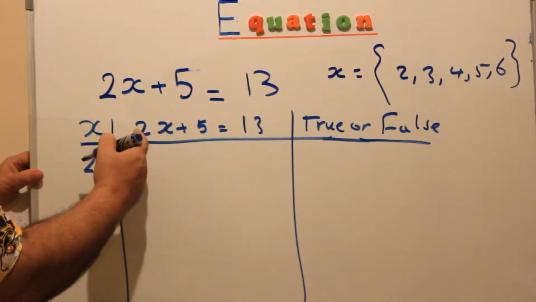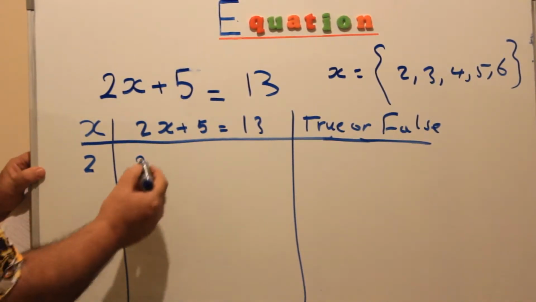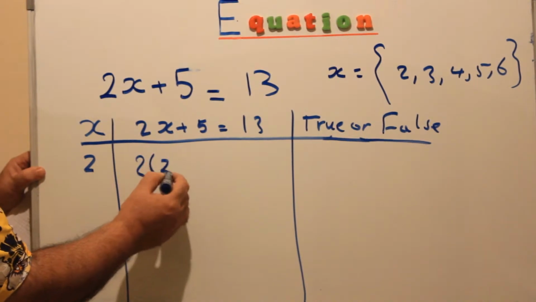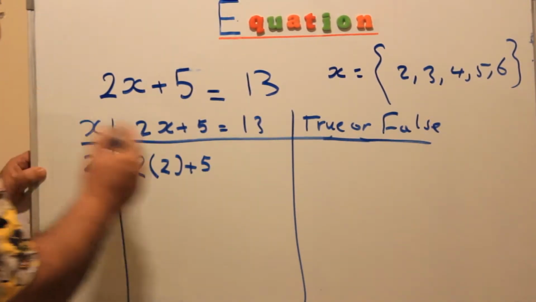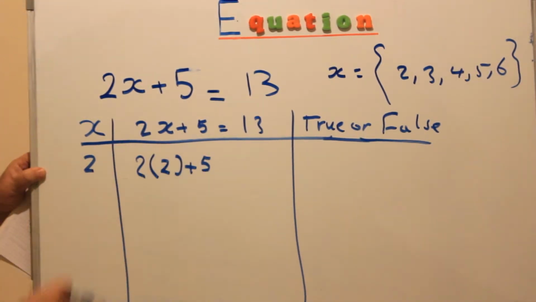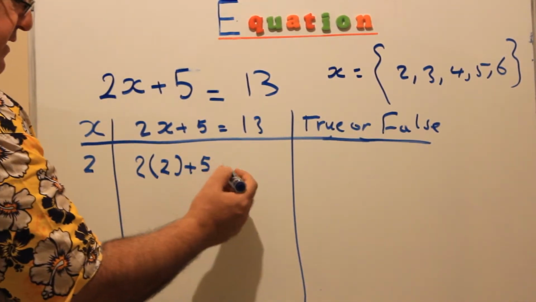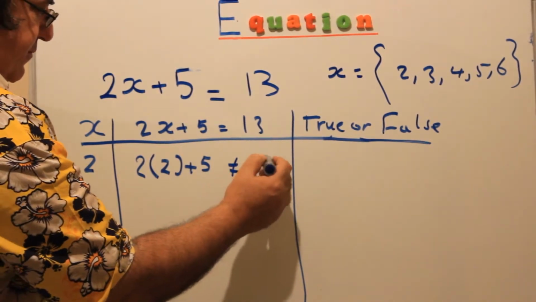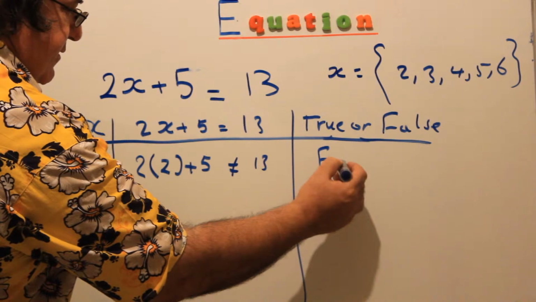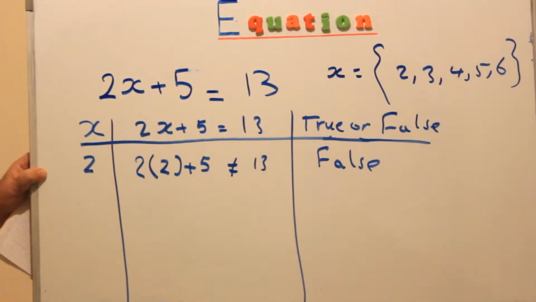So 2x means 2 times x. So 2 into 2 plus 5. So what will it be? 2 times 2 is 4. 4 plus 5 is 9. Is 9 equal to 13? No. So false. Let's try for 3.